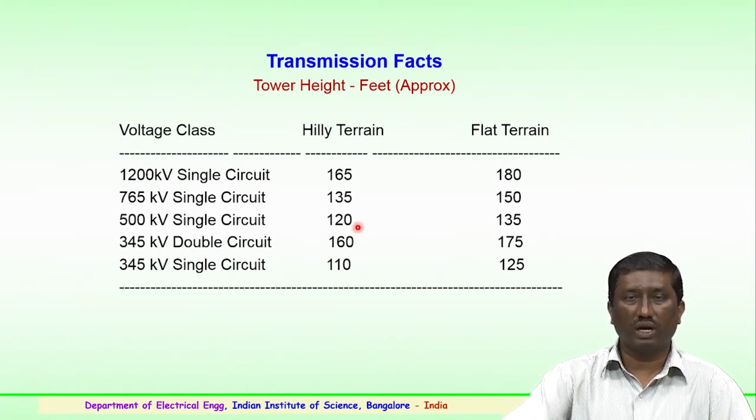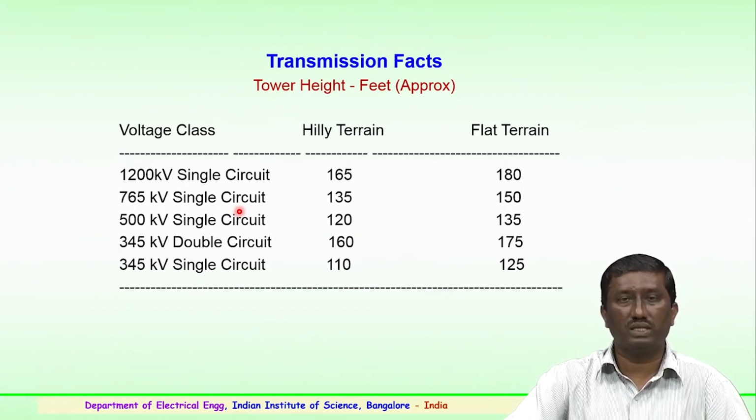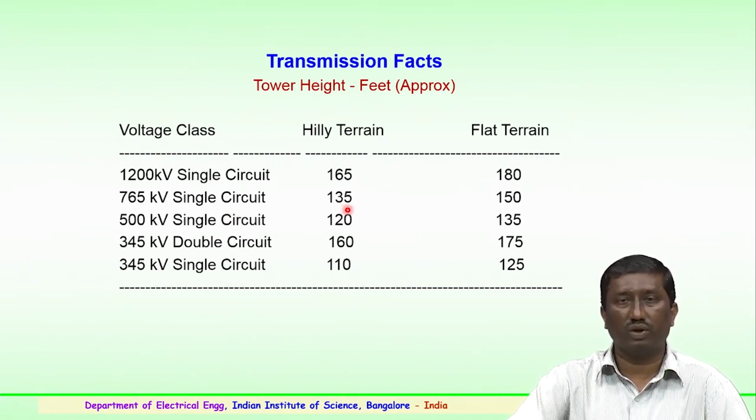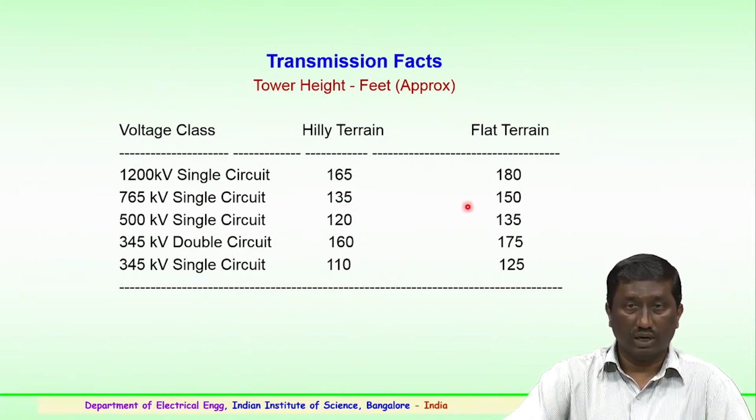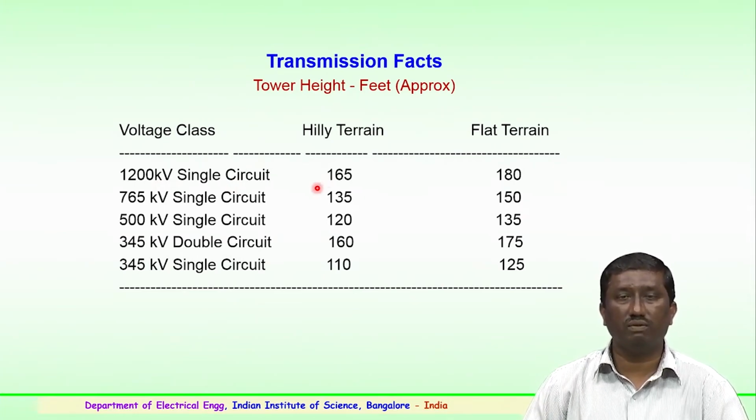Subsequently, for the higher voltages, the ultra high voltage ranges, you can see for a 765 or 800 kV single circuit tower, the minimum height required in the case of hilly terrain is 135 feet, approximately 40 meters from the ground level, and if it is flat, it is slightly higher, 150 feet, so around 50 meters from the ground level. Similarly, for 1200 kV single circuit, the clearance required in the case of hilly terrain is 165 feet, and in the case of a flat terrain it is 180 feet.